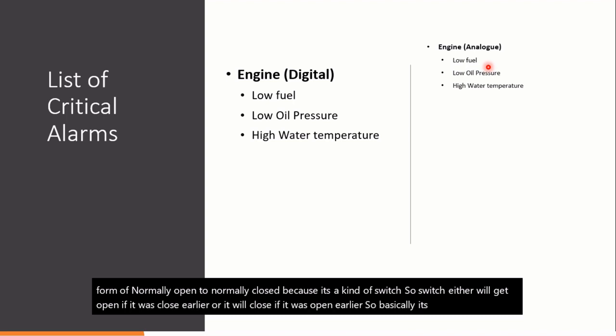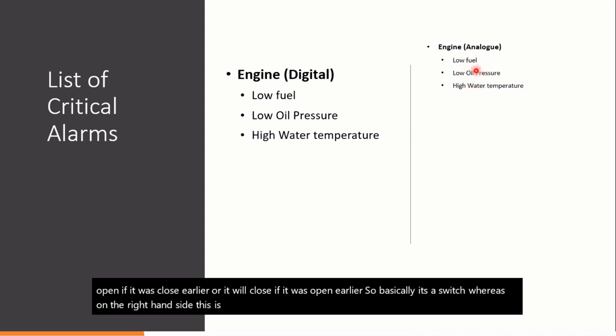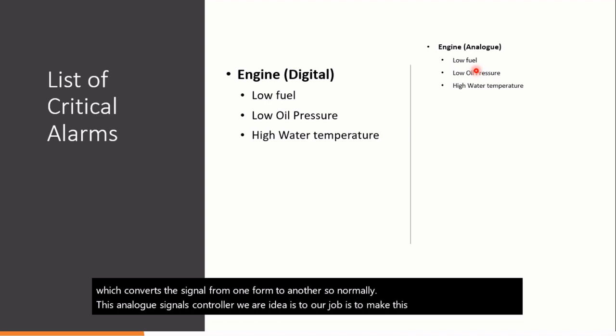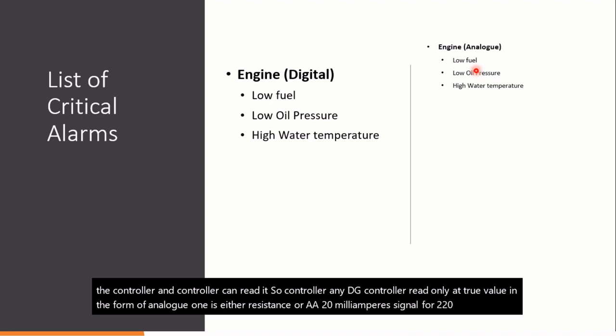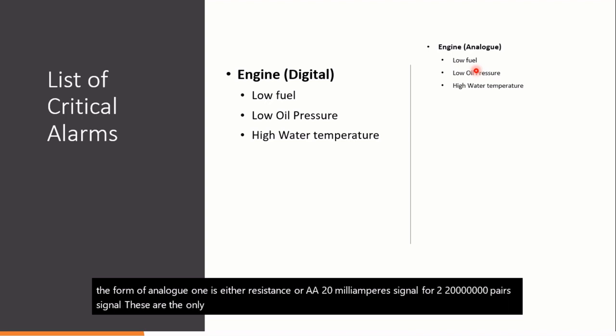Whereas on the right hand side, this is basically an analog sensor, which we can call a transducer, which converts the signal from one form to another. So normally with these analog signals, our job is to make these signals available up to the controller, so that the controller can read them. Any DG controller reads only two values in the form of analog. One is either a resistance or a 4 to 20 milliampere signal. These are the only two inputs which today's controllers can read.